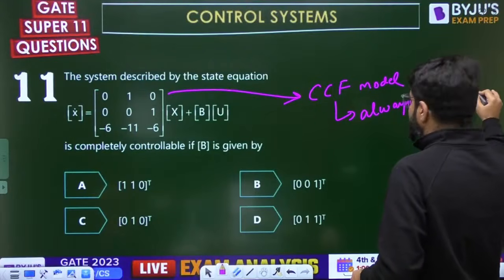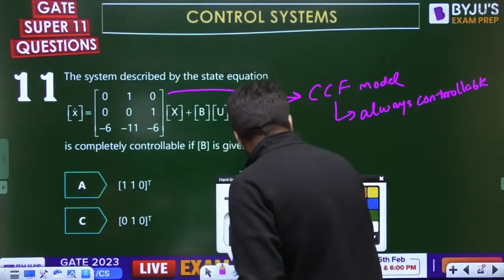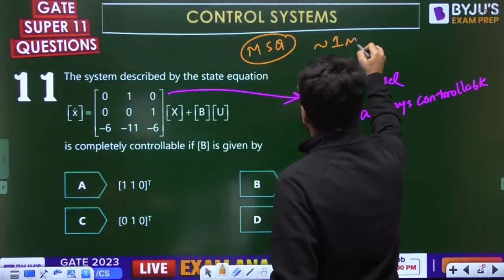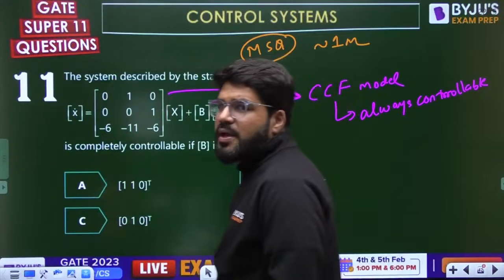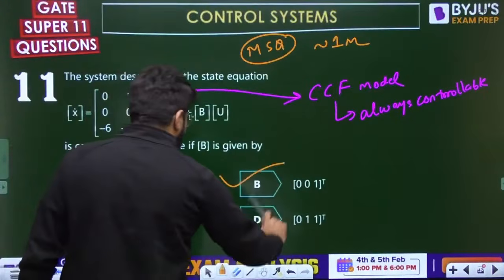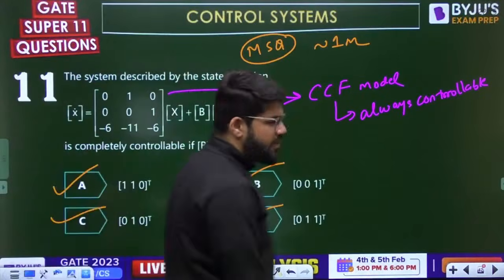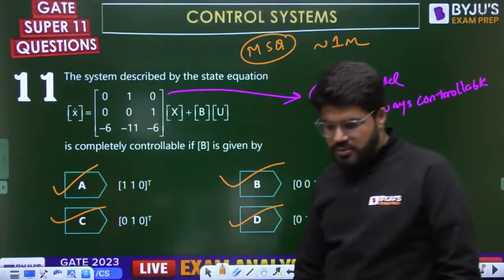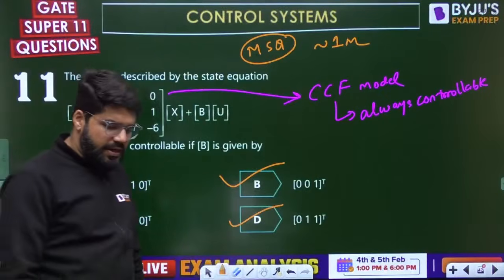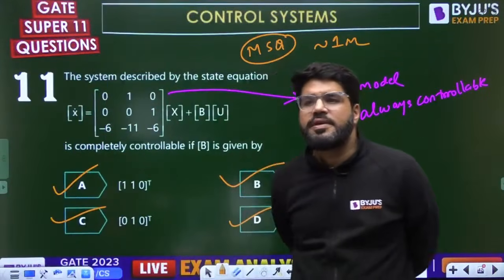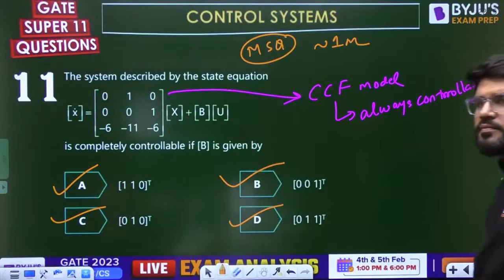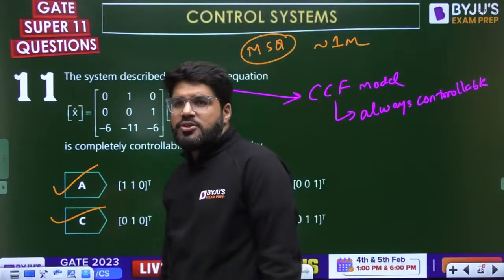Just to test your basic stuff. I haven't written anything with the question, and this question is MSQ in nature. This question is MSQ, expectation of 1 mark. It is always controllable for any value of B. So the correct answer for the question is ABCD. It is controllable for all these matrices B given to you. ABCD is the right answer. It is an MSQ question, but a 1 marker.